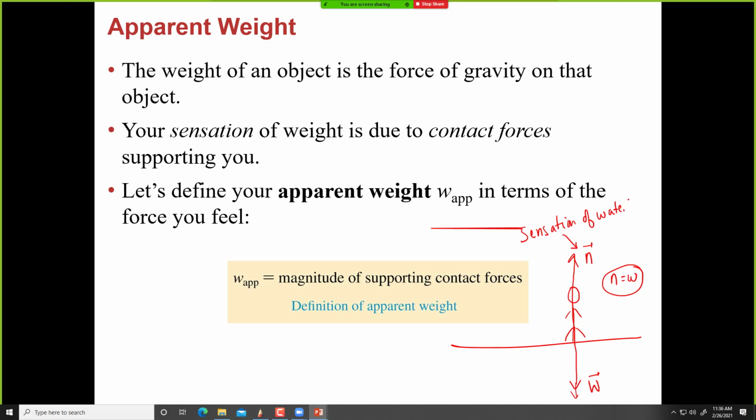I don't know why I cannot write on PowerPoint. It's not allowing me to write properly. Sensation of weight, not water.